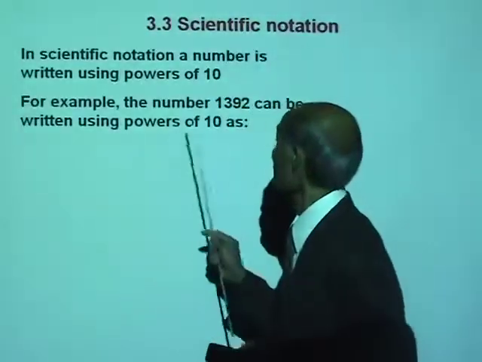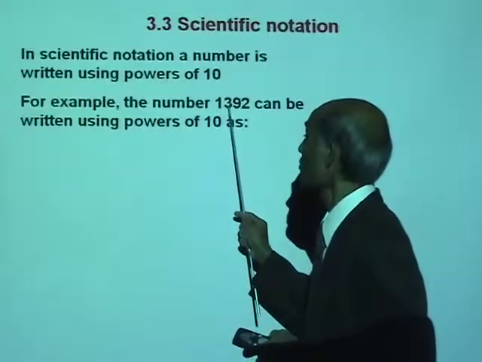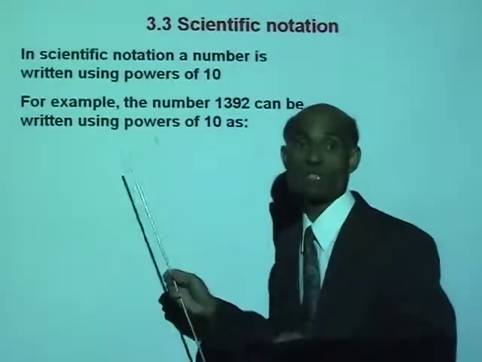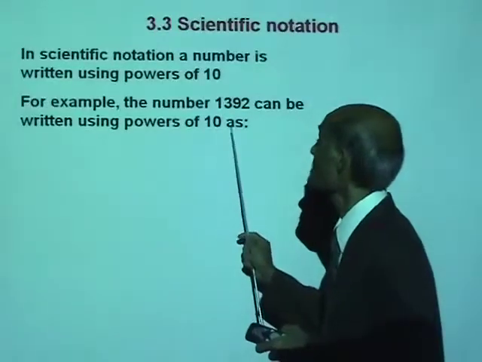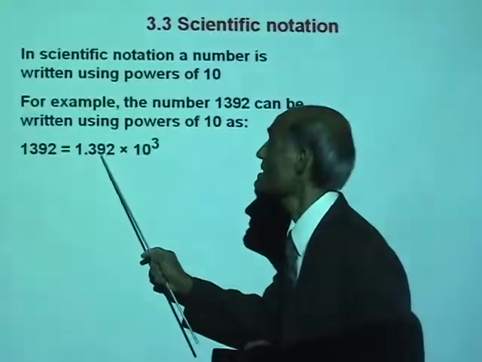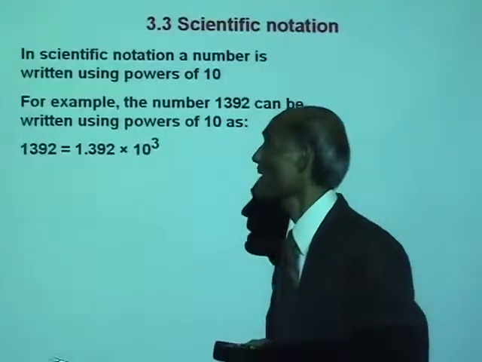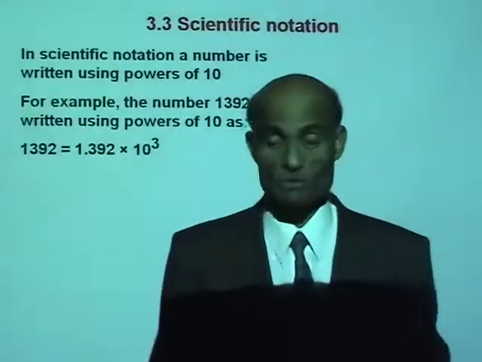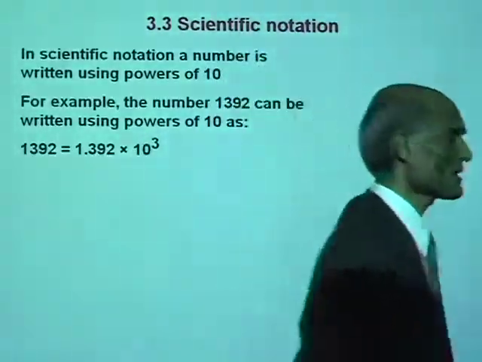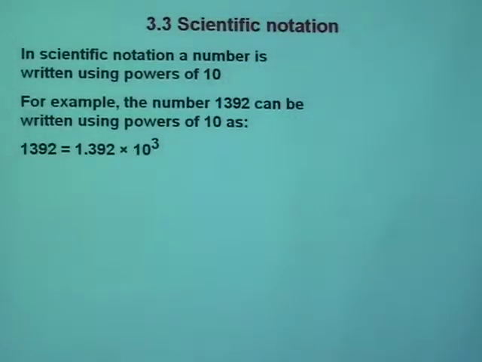For example, the number 1392 can be written using the powers of 10 as 1.392 multiplied by 10 to the power of 3. Now, I hope you understand that. Let me see if I can explain that further.